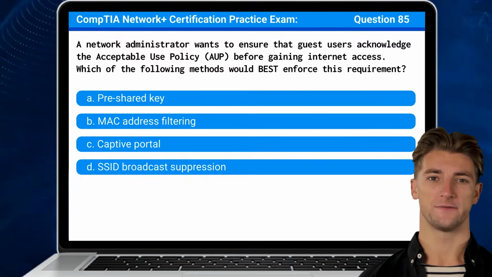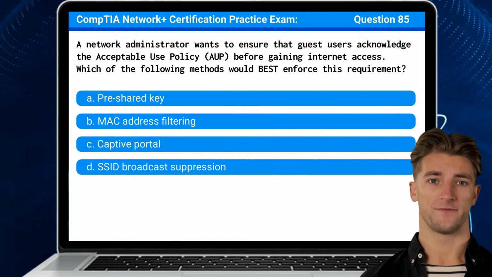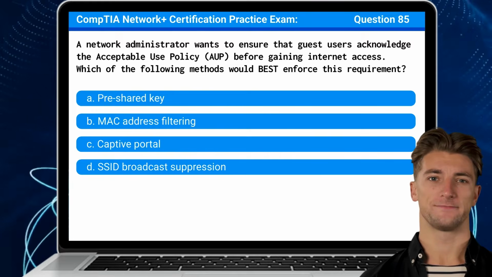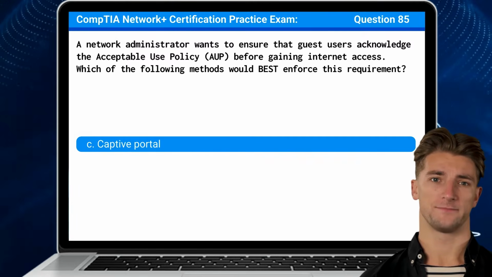Question 85. A network administrator wants to ensure that guest users acknowledge the acceptable use policy before gaining internet access. Which of the following methods would best enforce this requirement? The answer is C. Captive portal.